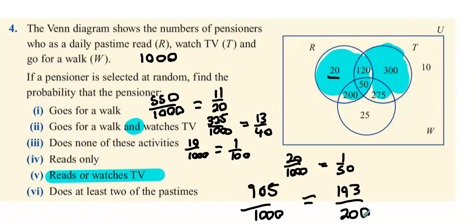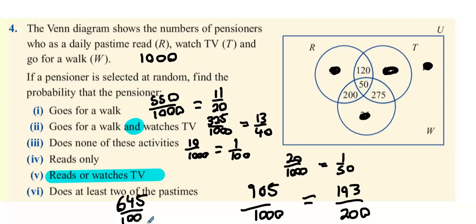Yeah. Okay. Does at least 2 of the pastimes. At least 2. So you're disqualifying the ones who only do 1, and the one who does nothing. These are the people that do 2 and 3. So how many did you get for this? 645 over 1,000, which is 129 over 200.